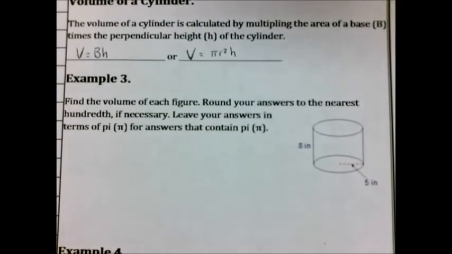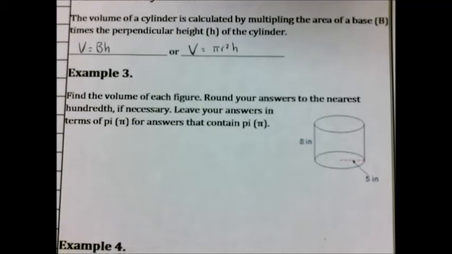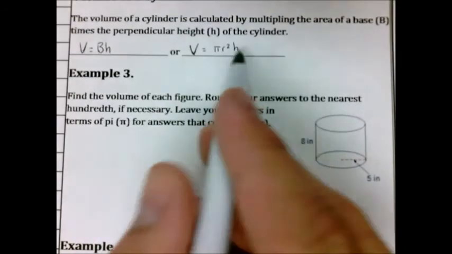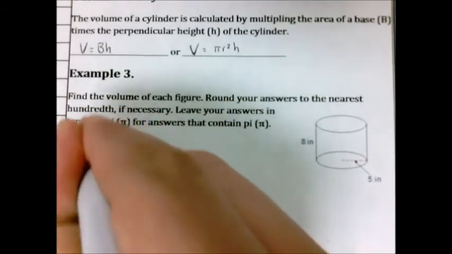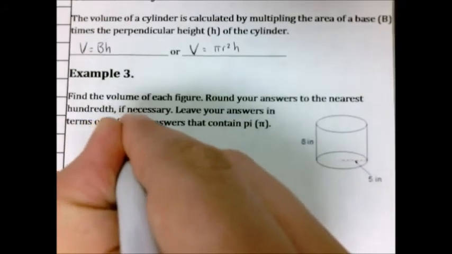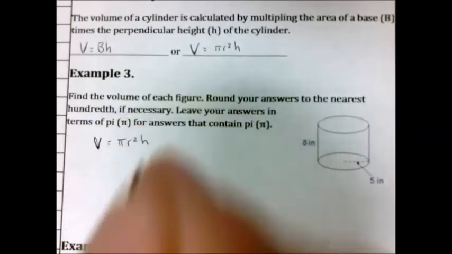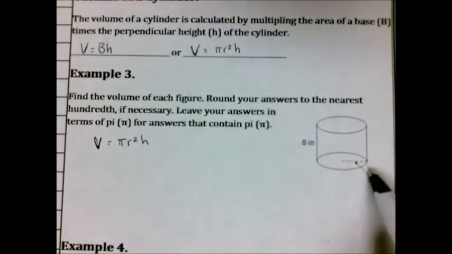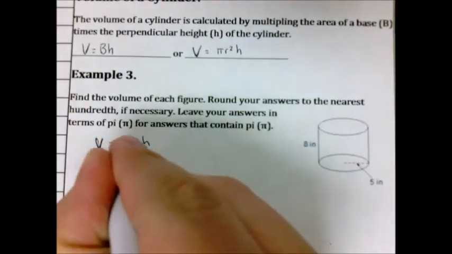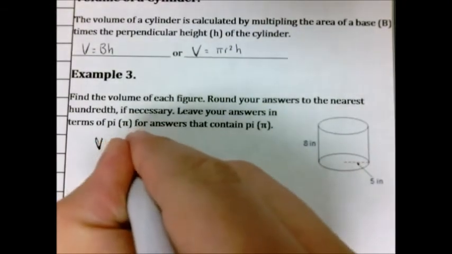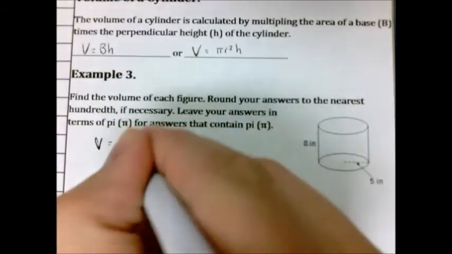Okay, let's do an example real quick on this. Example 3 says to find the volume of each figure and round our answer to the nearest hundredth if necessary. Leave your answer in terms of pi for answers that contain pi. So we're going to use that formula, and I like to use this one because it stays consistent. Volume is equal to pi times radius squared times the height. Now, all we have to do, again, is just substitute numbers into this formula. We have pi, our radius is 5 inches, squared, times our height of 8 inches.